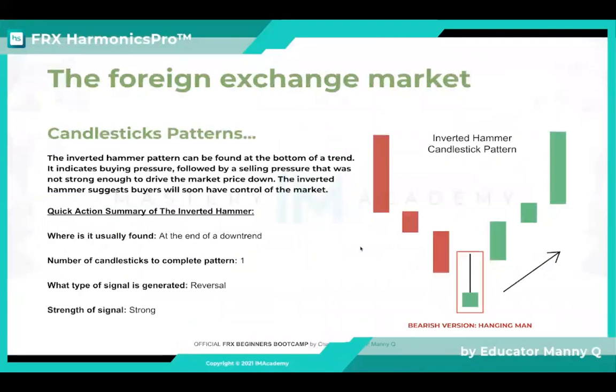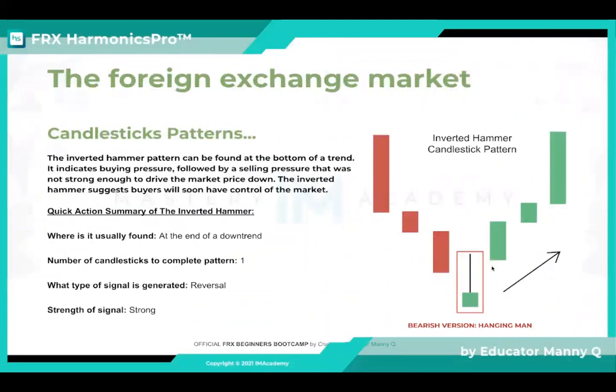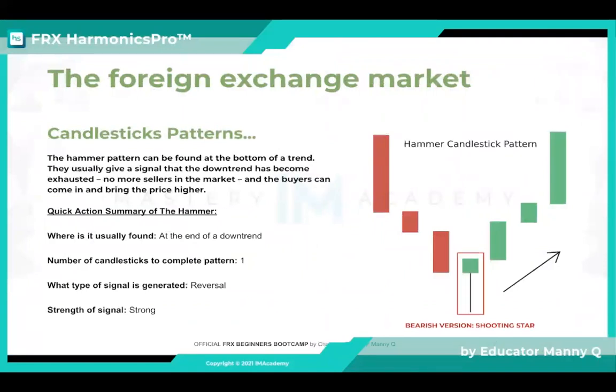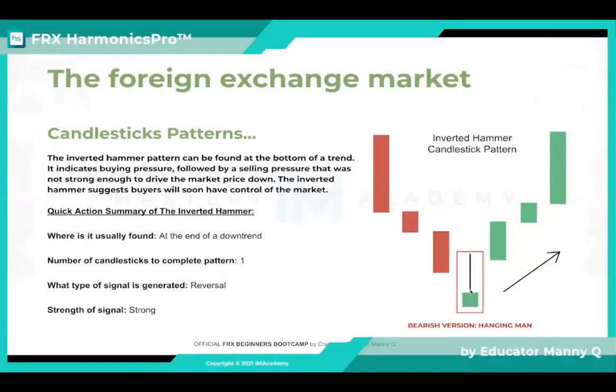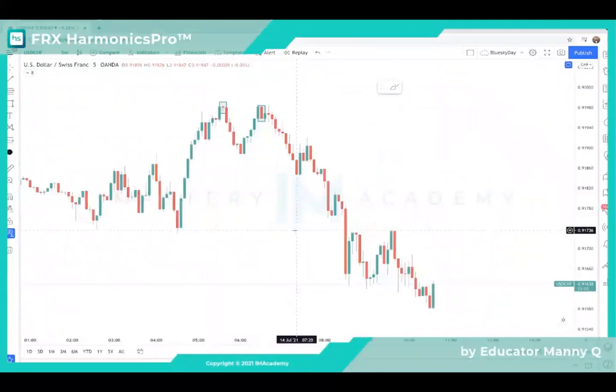Now, moving forward, you have the inverted hammer. Now, again, let's take a look. The hammer and the inverted hammer. It's the same exact thing. The only difference is that the wick is on the opposite side. For a hammer, the wick is at the bottom. For an inverted hammer, the wick is at the top. So it's basically upside down. If we flip that candle upside down, that would be considered an inverted hammer inside of the market.